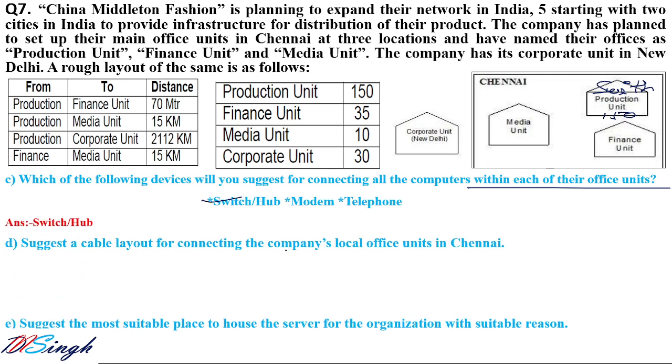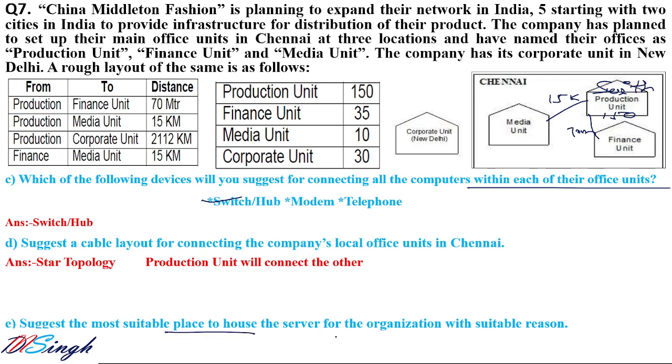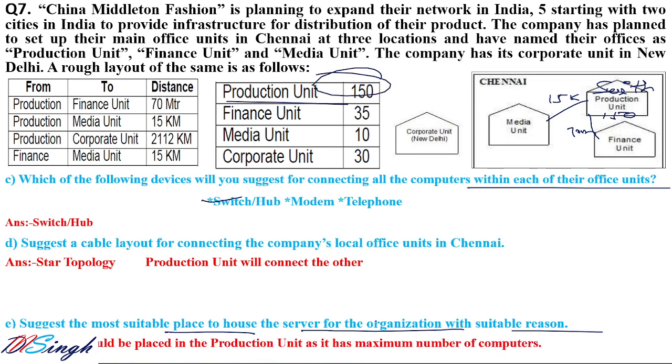Suggest the cable layout for connecting the company's local office units in Chennai. So for that work you need to draw the cable layout. So cable layout we have already seen. What is the cable layout? This is production to media and then production to finance. So this is 15 kilometers, and here you have 70 meters. Suggest the most suitable place to house the server in the organization. So that will be the production unit, as it has the highest number of computers in it. Production unit has 150 computers, fine.